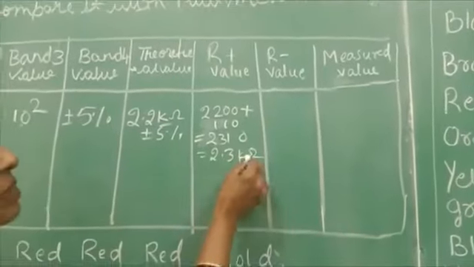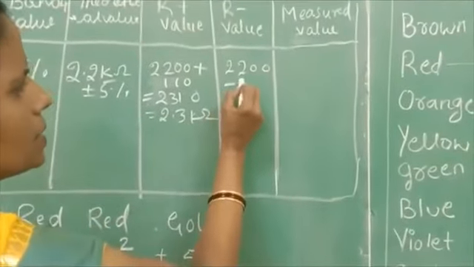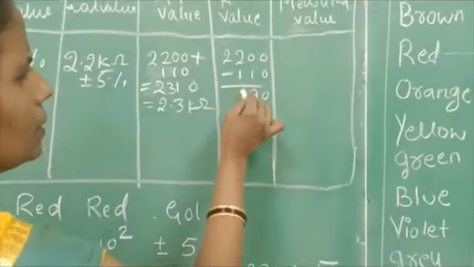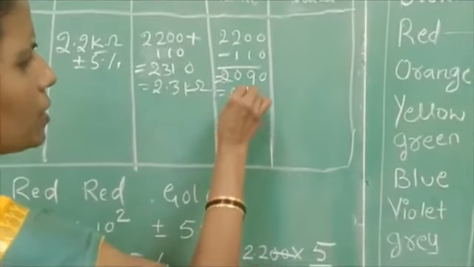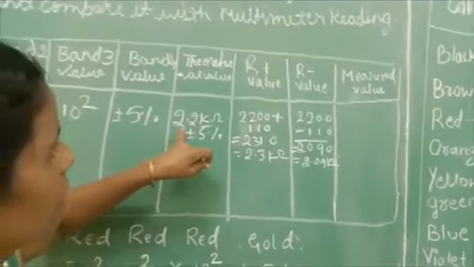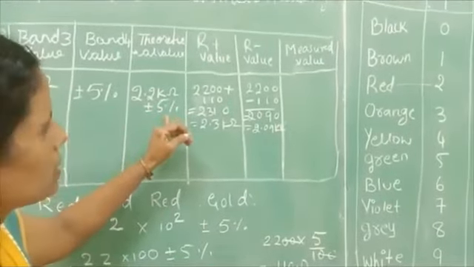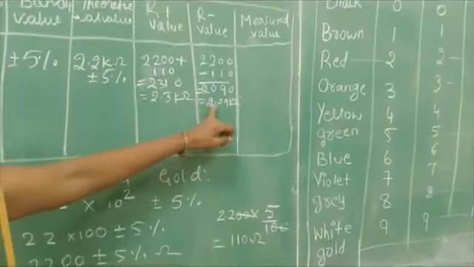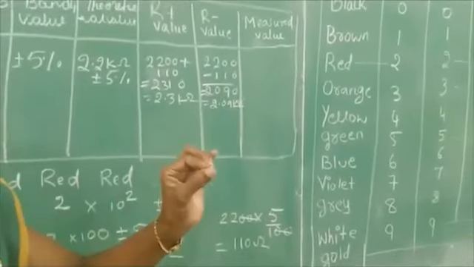So what is the R minus value? The true value is 2200 minus 110, so 2090 or 2.09 kilo ohm. In this way, we get 2.2 kilo ohm plus or minus 5%. After calculating it for 5%, I got the plus value as 2.3 kilo ohm and the minus value as 2.09 kilo ohm. So now we will measure this value using the multimeter.